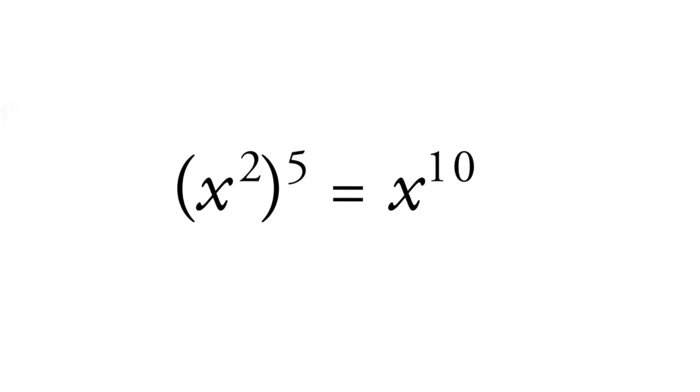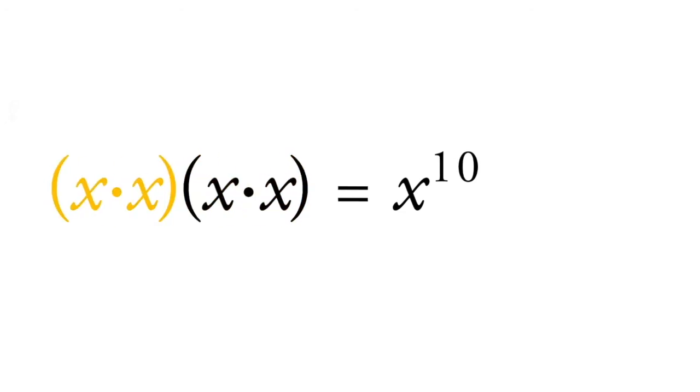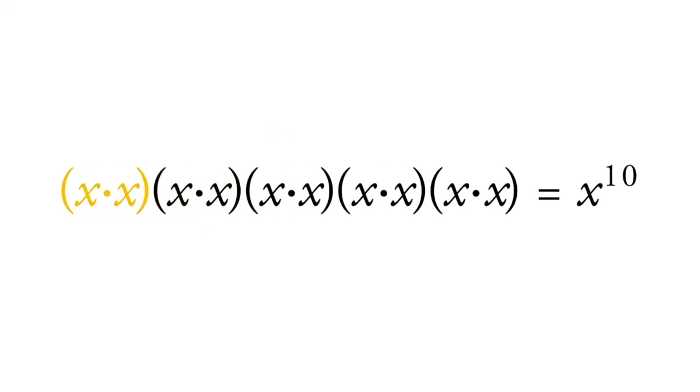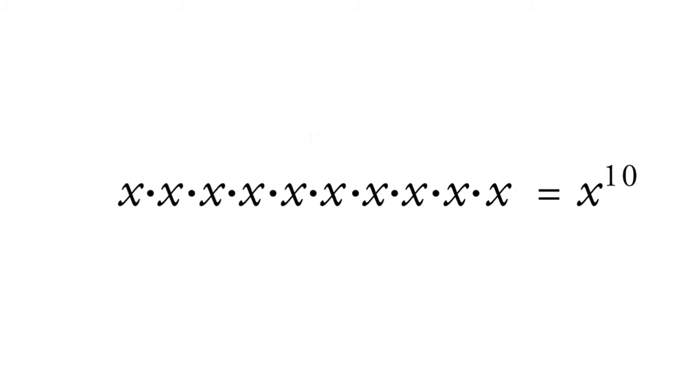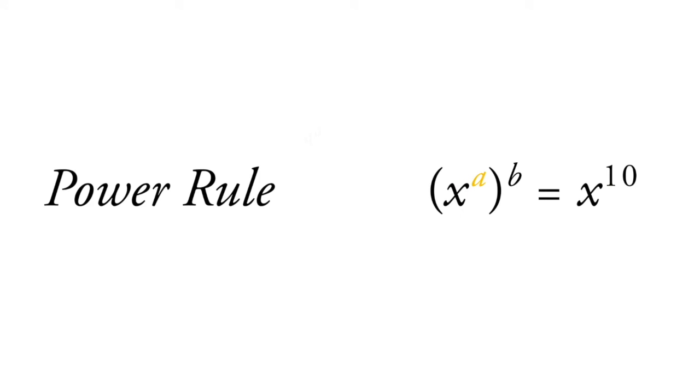Because x squared just means x times x, and if we have 5 of them, 1, 2, 3, 4, 5, then we have 10 x's. So x times itself 10 times. So that's going to be x to the 10th.